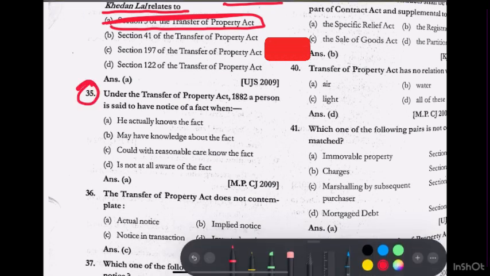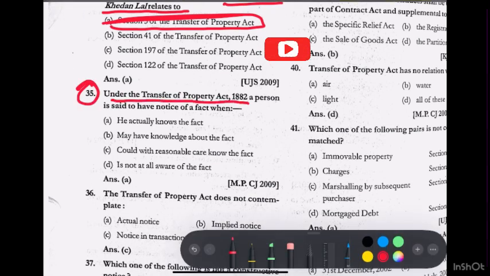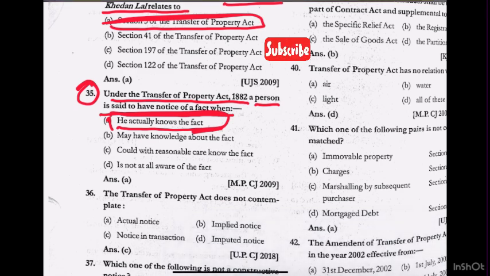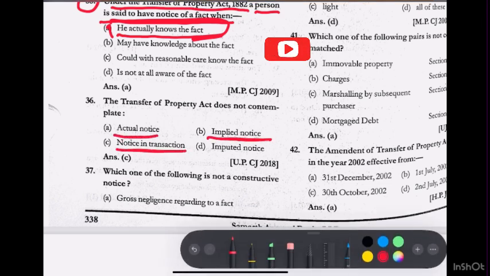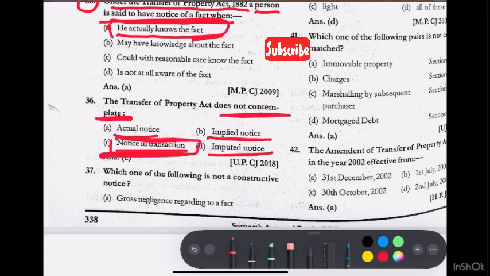Question number 35. Under the Transfer of Property Act 1882, a person is said to have notice of a fact when he actually knows the fact. That is the right answer. Question number 36. The Transfer of Property Act does not contemplate actual notice, implied notice, notice in transaction, imputed notice. Notice in transaction is what the Transfer of Property Act does not contemplate. So the correct answer is option C.